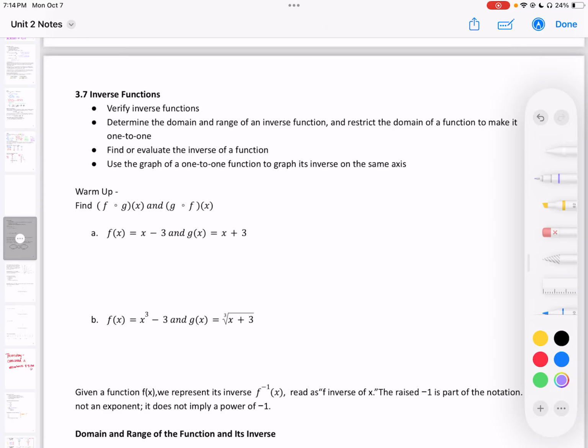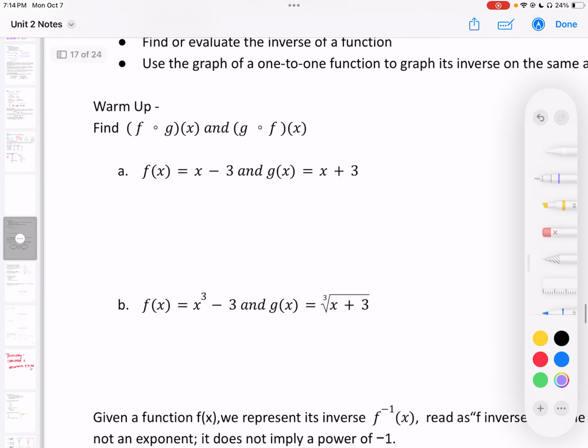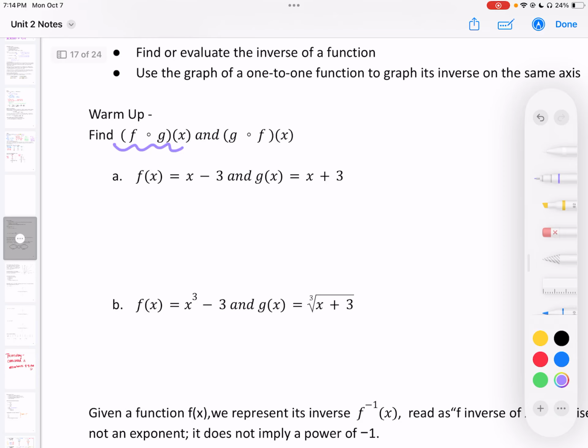The warm-up looks like a composition which we covered previously. So I'm going to find f of g of x first. So I'm going to plug in my g of x equation to my f of x equation. So here we go. I'm going to end up with x.